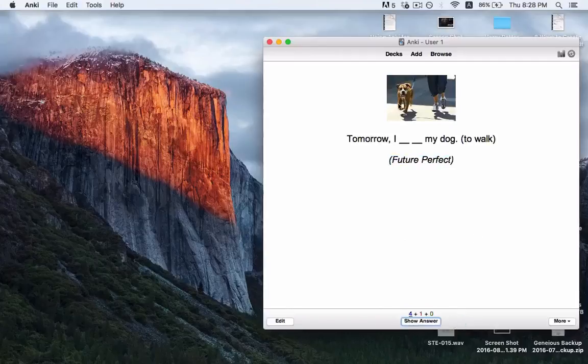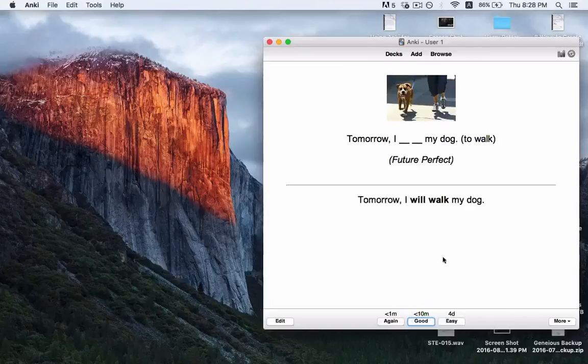So we'll click easy. Here's another one, future perfect. Tomorrow I will walk my dog. Again, verb here to walk, picture, tense, hit space. Tomorrow I will walk my dog. And you'll see that I have tomorrow there.